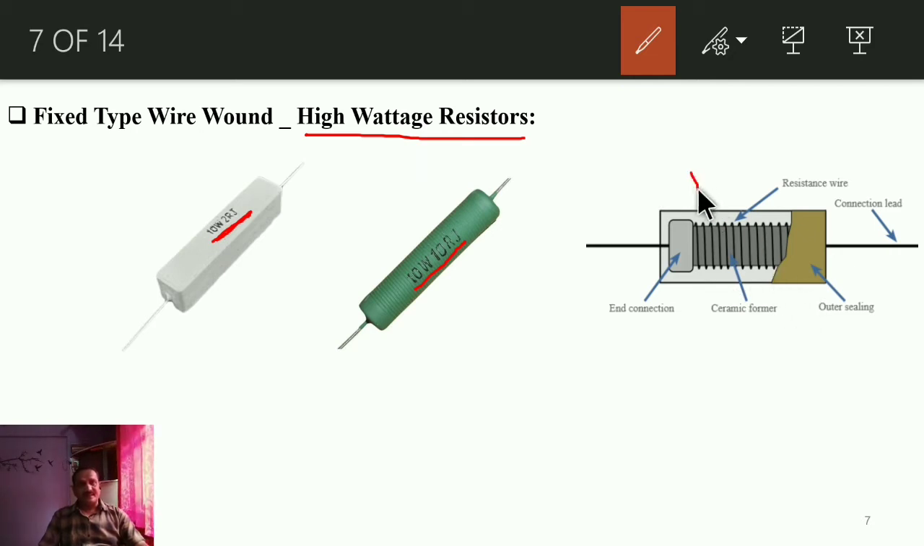And here I have shown the internal structure. There is a metallic wire wound on the ceramic material, and the resistance offered by that wire is nothing but the resistance of that resistor, right?